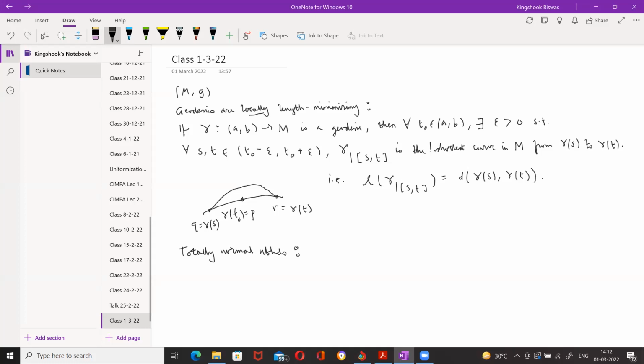So remember that a normal neighborhood of a point P was the image of an open set around the origin in the tangent space under the exponential map, such that the exponential map restricted to that open set was a diffeomorphism onto its image, right? That was a normal neighborhood. Now what we want to say is, given any point P, we can find a neighborhood W of it which is a normal neighborhood of each of the points in W. So that will be called a totally normal neighborhood. Okay, so W is a normal neighborhood of each point in W.